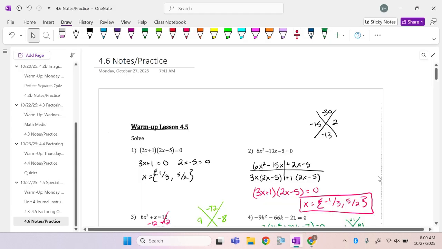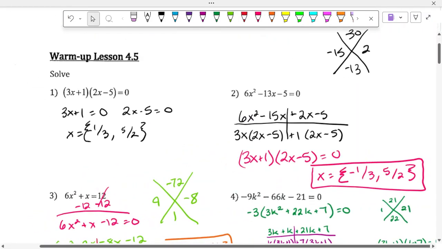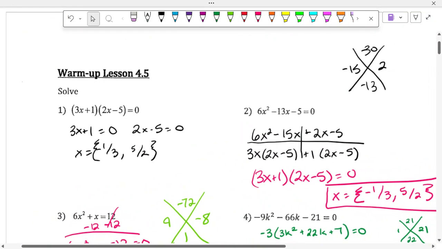All right. So check your work. Here's the first two problems.